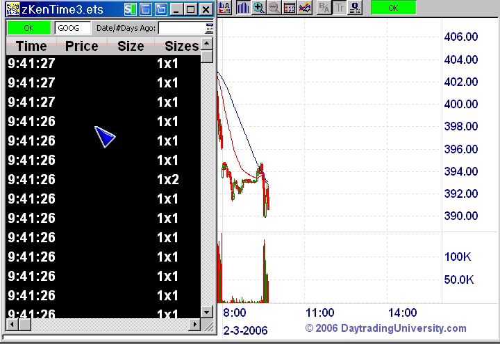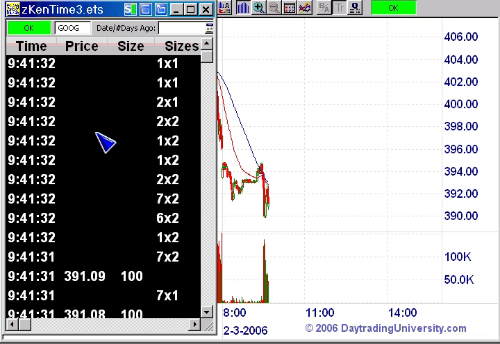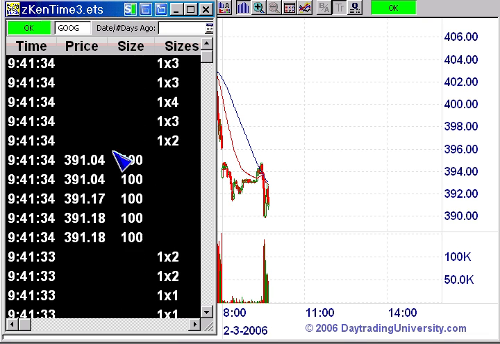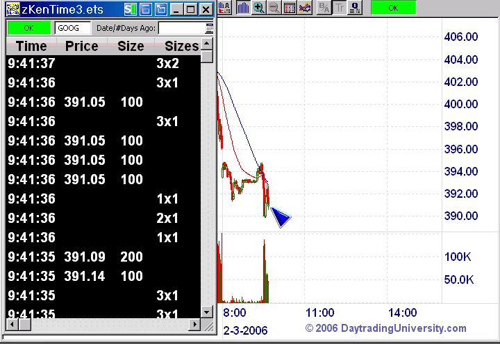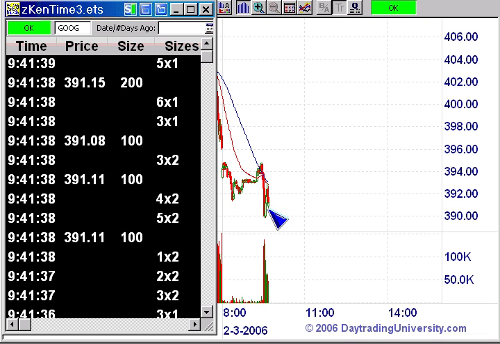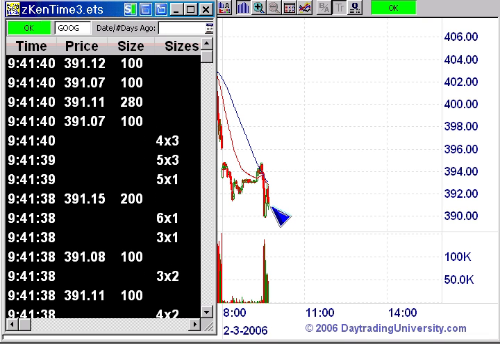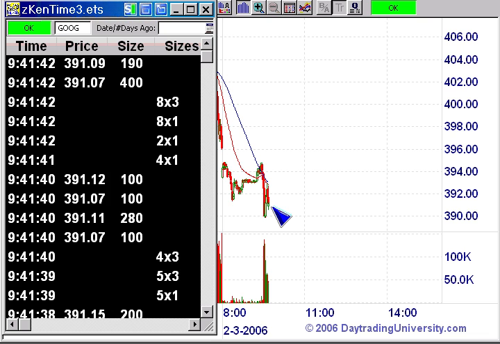I would trail a cover stop at, where are we at here? 391.2. I think I'd cover out all of this position right now because see that green candle in the tail here? Bang, I'd cover it out, take a small win, right? Good for at least 0.3 or so.